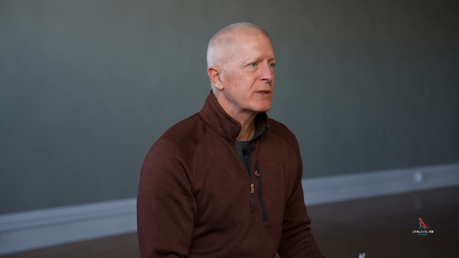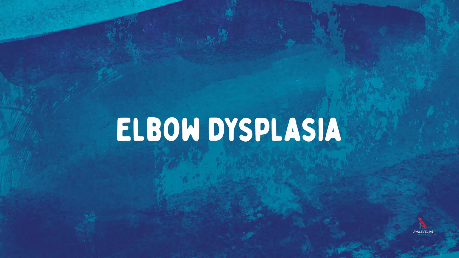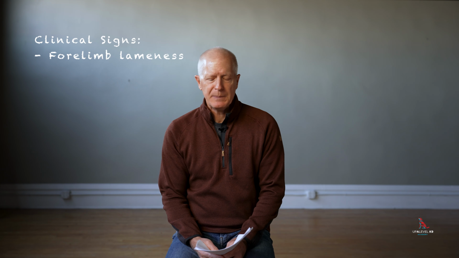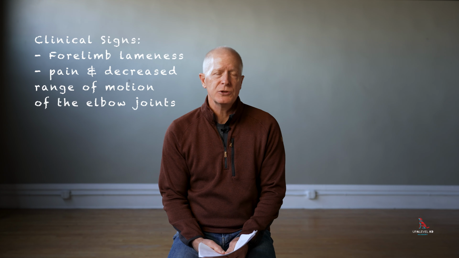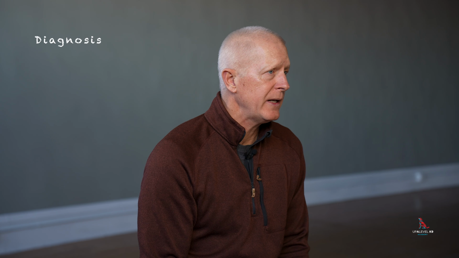So the next condition we'll talk about is elbow dysplasia. This is kind of an umbrella term for several different conditions that affect the elbow joint in young patients. The causes are multifactorial with genetic and environmental factors involved. All these conditions will cause osteoarthritis in one or both elbows. Clinical signs usually show up as forelimb lameness, usually after exercise, pain and decreased range of motion of the elbow joints. Diagnosis is usually made by orthopedic exam and radiographs.